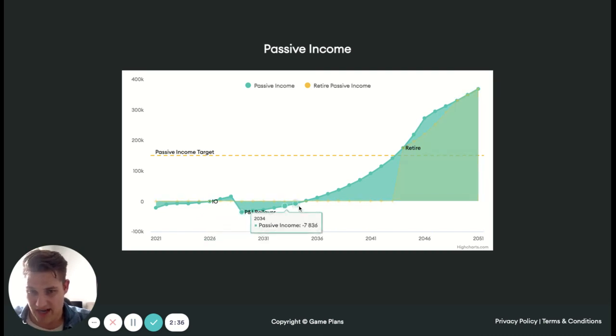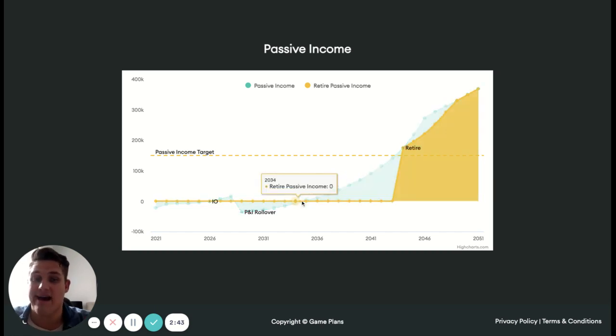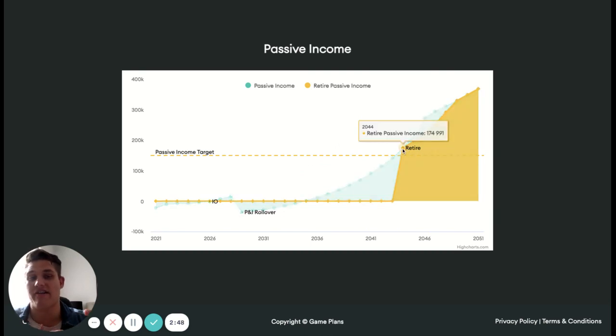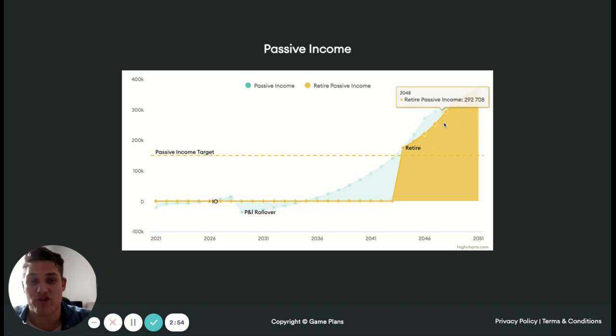But then again, over time, that does actually increase to an actual passive income. And this is now actual passive income based on the rents and the P&I repayments. And we're looking here to potentially retire in 2044 for this particular client. And then we've got those two line breakups, right?